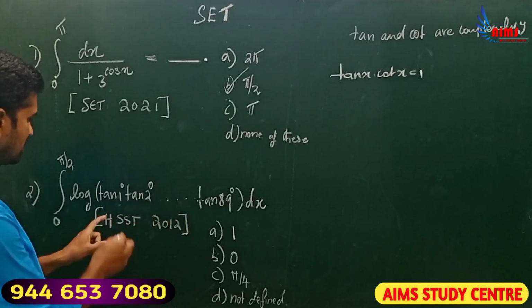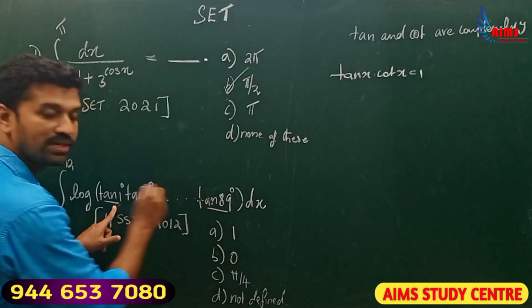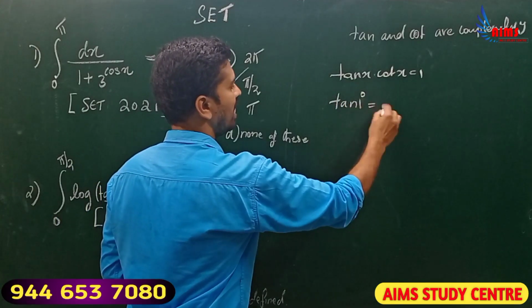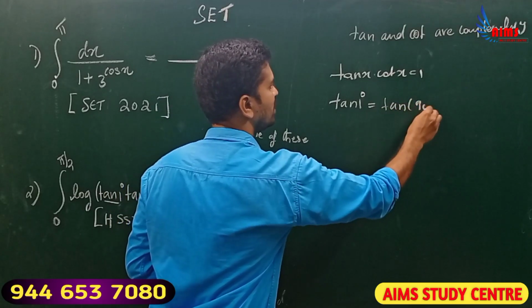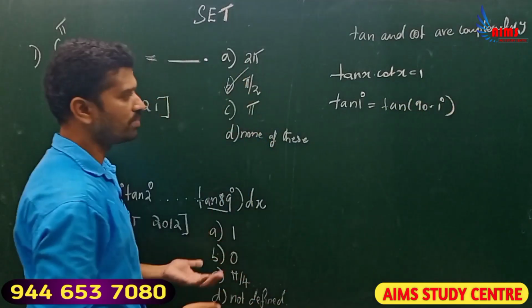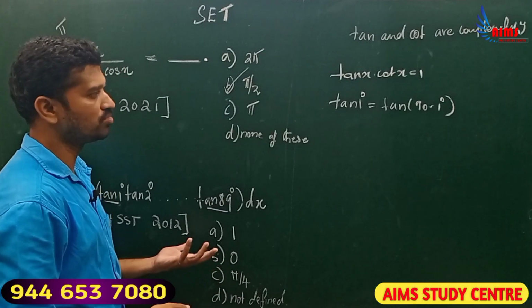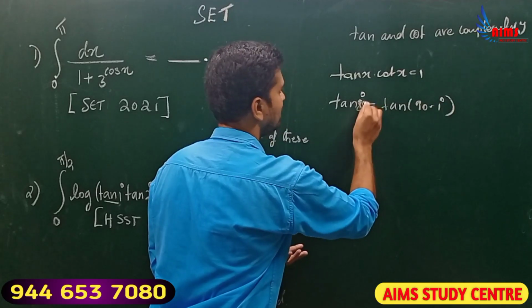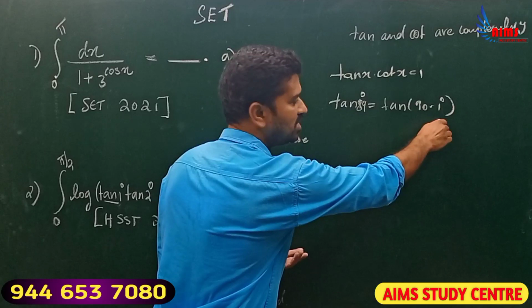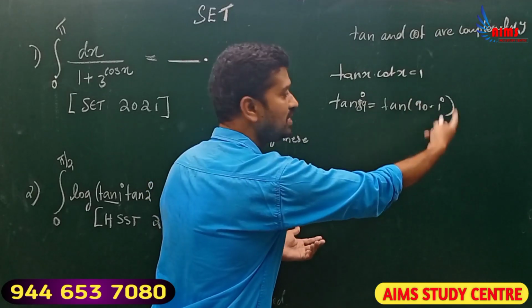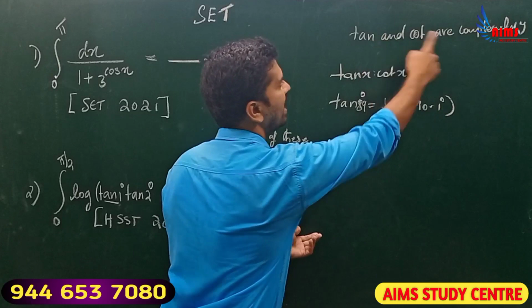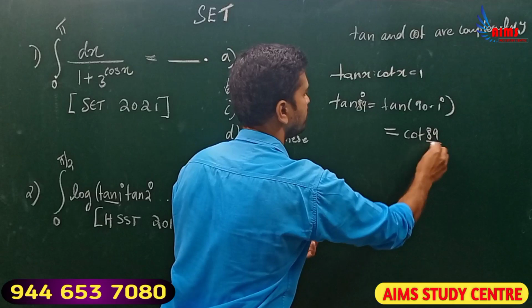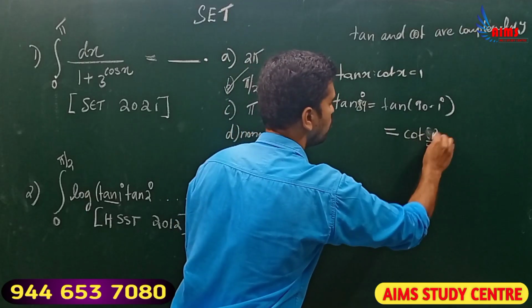I will show just an example. I am taking tan 1 degree and tan 89 degree. Tan 89 degree is equal to tan of 90 minus 1 degree. So what is tan of 90 minus theta? Since tan and cot are complementary, you will get cot 1 degree, that is, tan of 90 minus 1 degree is cot 1 degree.